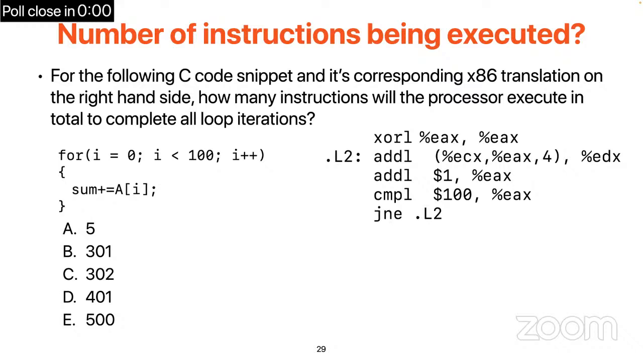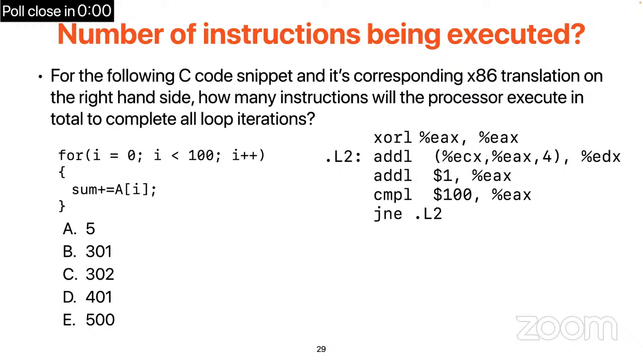Yeah, sure. I think my group thought, all of us thought collectively that it's 401, option D, because the first instruction would be executed once, and after that the next four instructions would be executed 100 times each, because it jumps back to the tag L2. Okay, so Elliot, do you agree with that? Yep, that's what we got also.